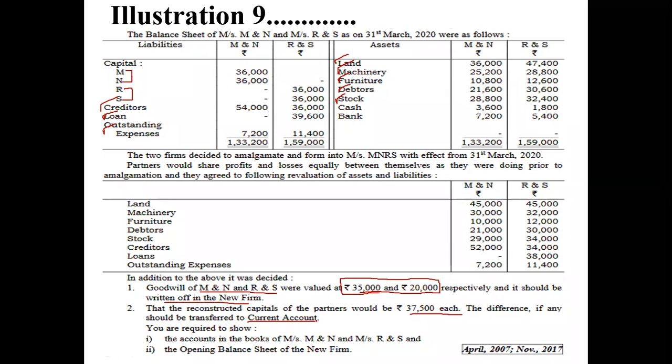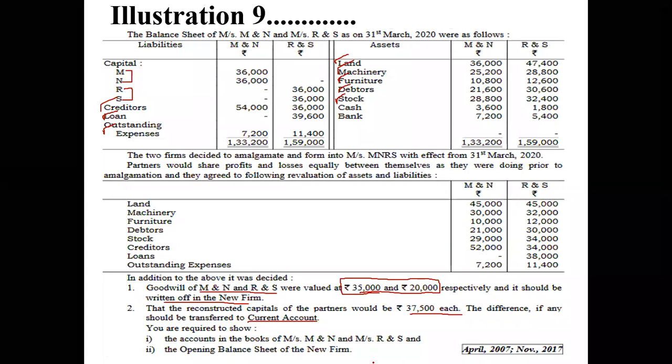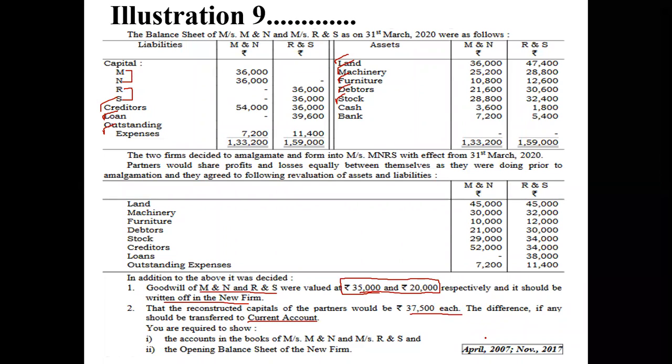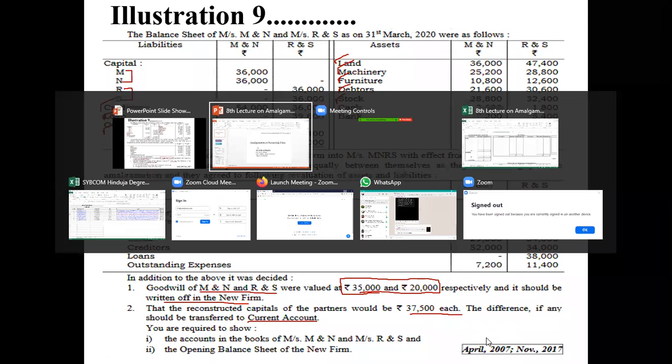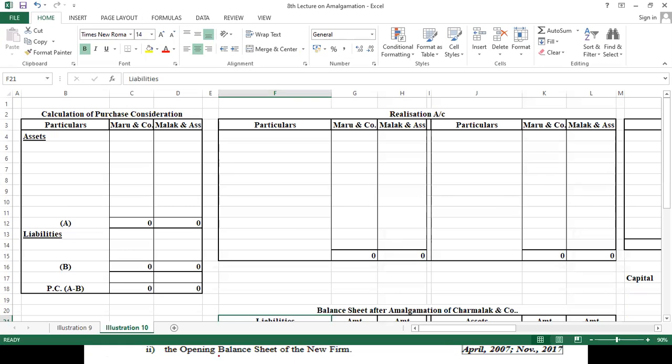Now you are required to show accounts in the books of MN and RS and the opening balance sheet of the new firm. This particular problem was there in the university examination in the year 2007 as well as 2017. So let me move to the worksheet.